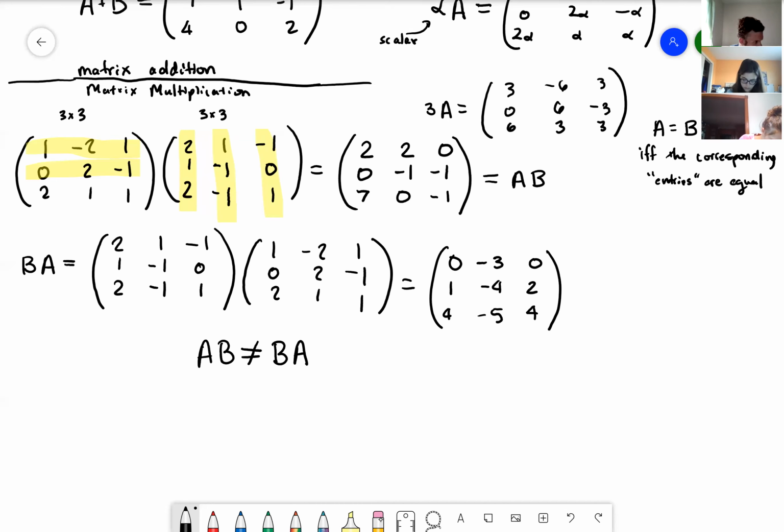I can check it against the book. I didn't realize the book worked it all out. Hey, I got it right. Okay.